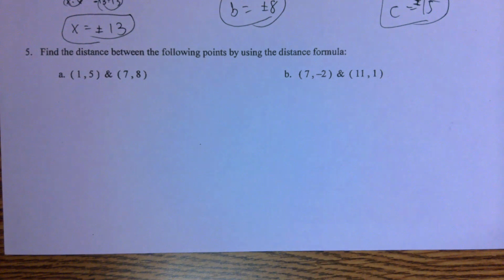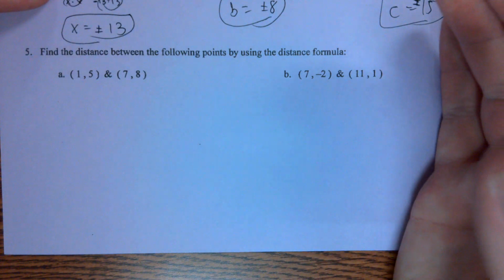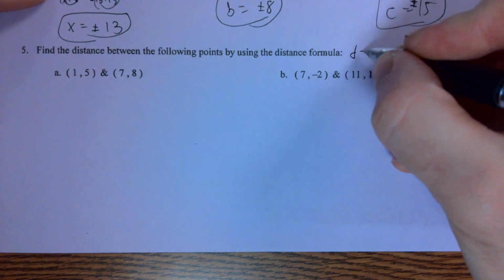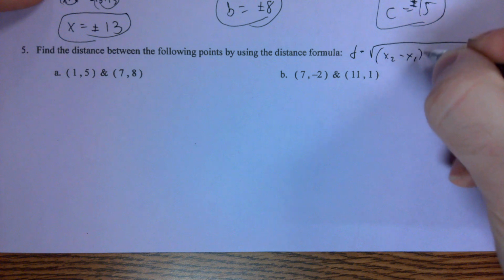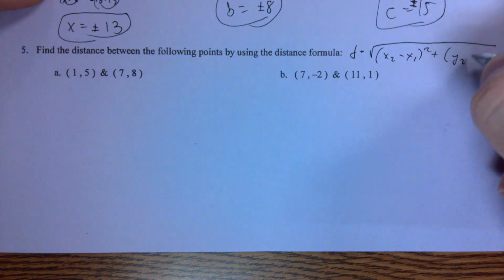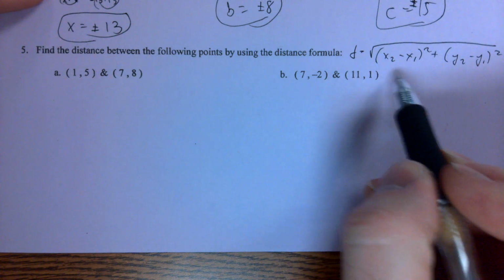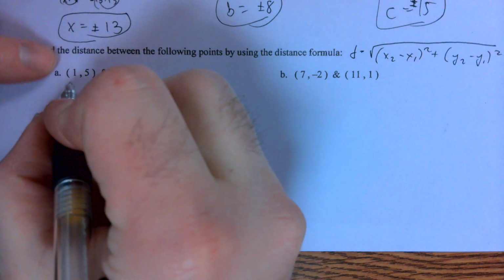Now, in the distance formula, I've got 2 points. I want to label them first and then plug them in. What does my distance formula look like? Well, it's d equals the square root of (x2 minus x1) squared plus (y2 minus y1) squared. So it's like a 4-piece puzzle where I'm plugging 4 numbers in as a substitute for these 4 variables.